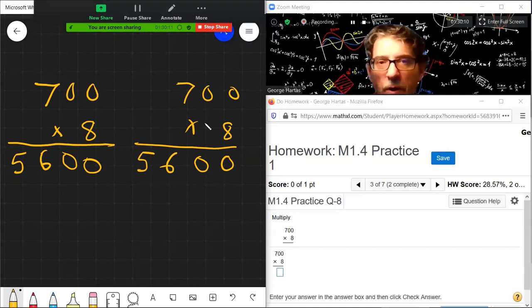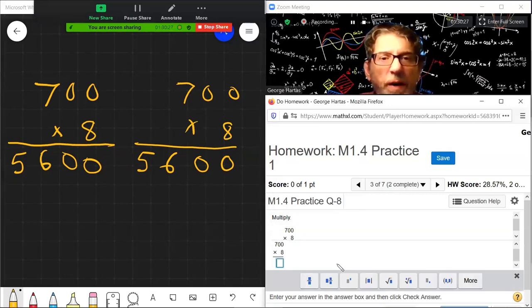This technique is really going to help out when we have a bigger number than just a one-digit number down here. It's going to make multiplication easier, and we'll encounter those as we go. So the answer is 5,600.